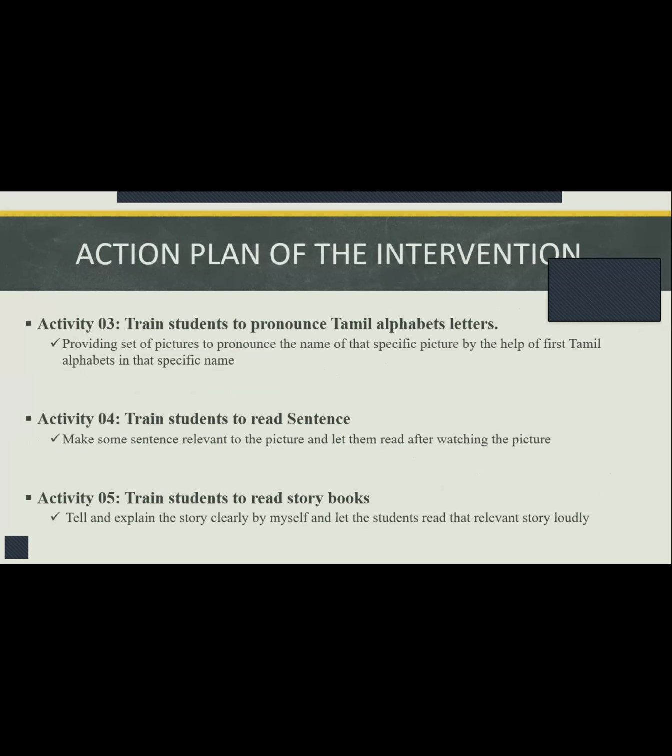Then activity 3: train students to pronounce Tamil alphabetic letters, providing a set of pictures to pronounce the name of the specific picture with the help of the first Tamil letter in that name. Activity 4: train students to read sentences. Here I develop the task from letters to paragraphs. First, train them to read letters, then words, then focus on paragraphs. Make some sentences relevant to the picture and let them read after watching the picture.